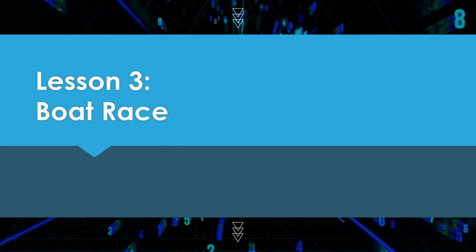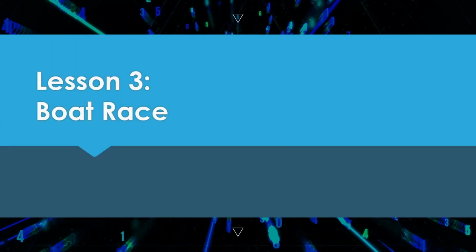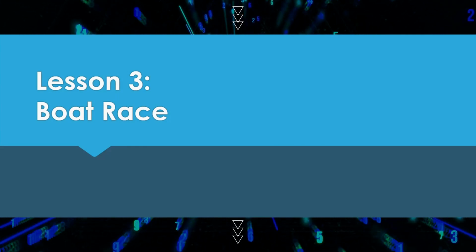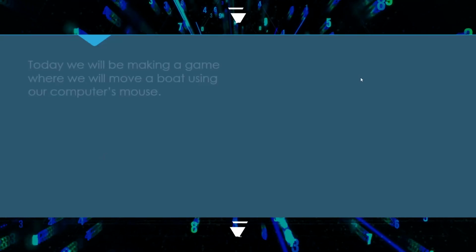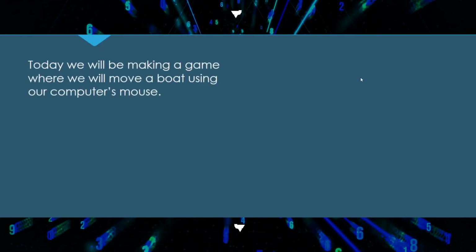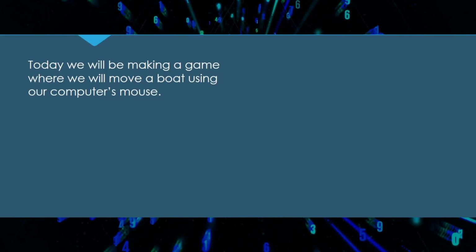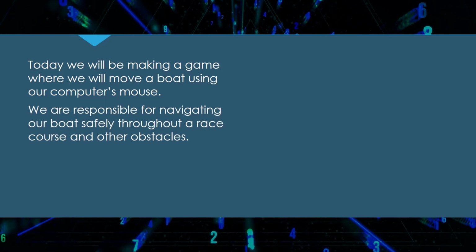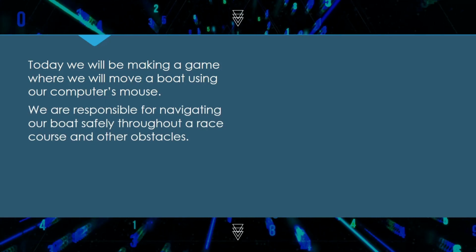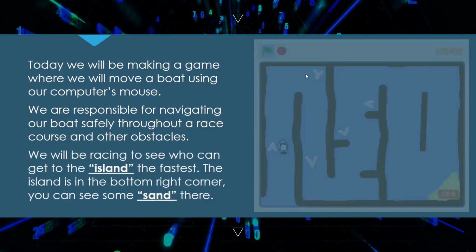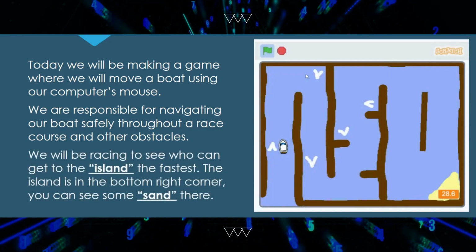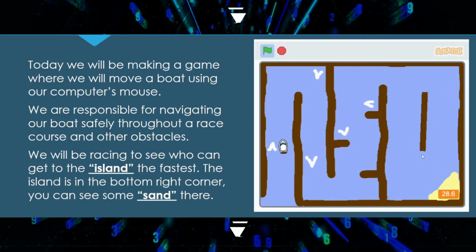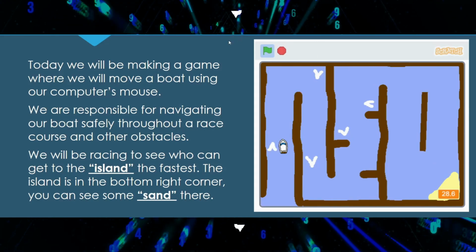Now that we have a basic understanding of Scratch and how to navigate through our categories, let's make our first interactive game, Boat Race. Today we'll be making a game where we will move a boat using our computer mouse. We are responsible for navigating our boat safely through a race course and other obstacles. We'll be racing to see who can get to the island the fastest. The island is in the bottom right corner right here, and you can see some sand right there.